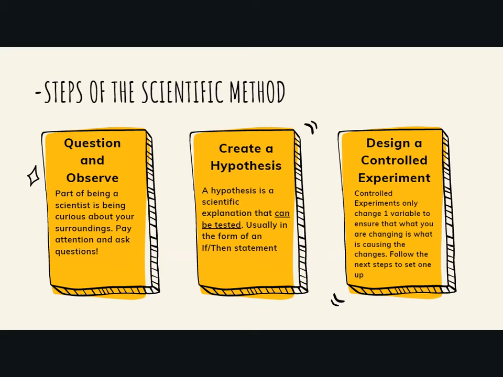I'm giving you a guess. Why don't we just change a bunch of factors in an experiment? Why do we want to only change one?